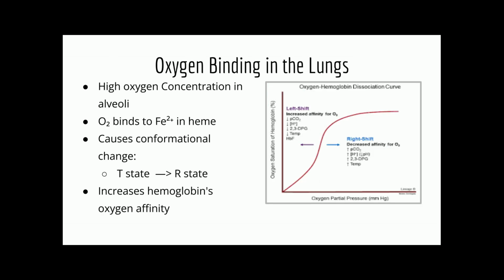In the lungs, oxygen is abundant. When oxygen binds to the iron in heme, it triggers a shape change in hemoglobin, from a tense, low affinity state to a relaxed, high affinity state. This change makes it easier for hemoglobin to pick up even more oxygen.